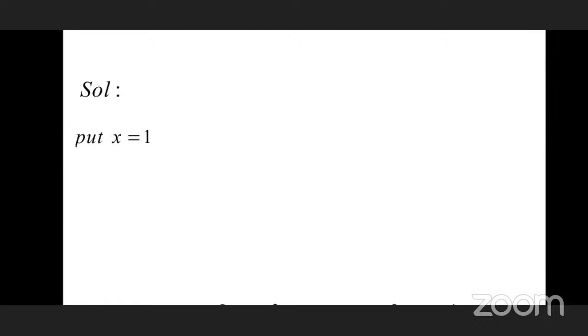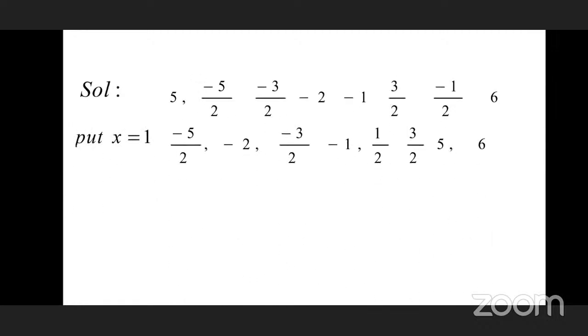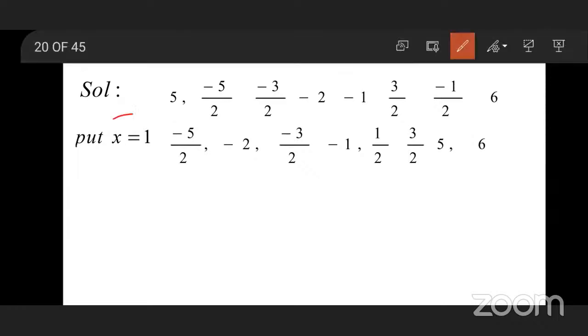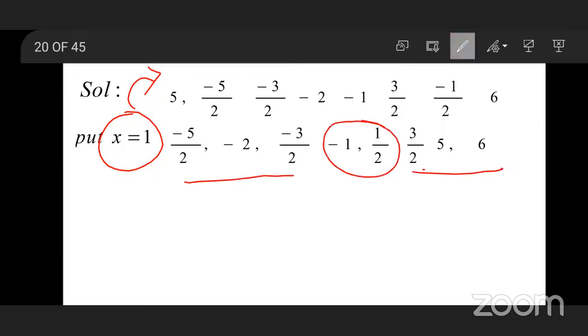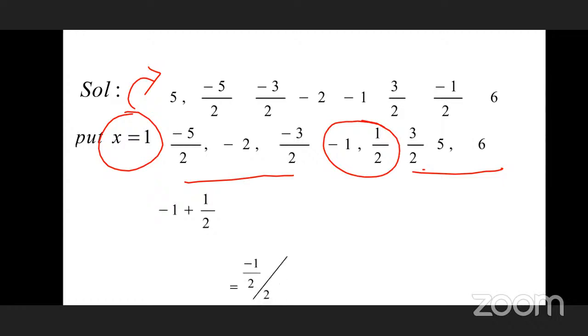Next one, the procedure is put x is equal to 1. We get 5 minus 5 by 2 minus 3 by 2 minus 2, minus 1, 3 by 2, minus 1 by 2 comma 6. Put x is equal to 1 in the given problem. So what is the median? Median means exactly the mid value. So the first two and last two get cancelled. The addition of this one means minus 1 plus 1 by 2, that is equal to 1 minus 1 by 4.